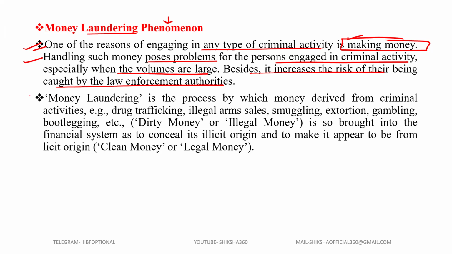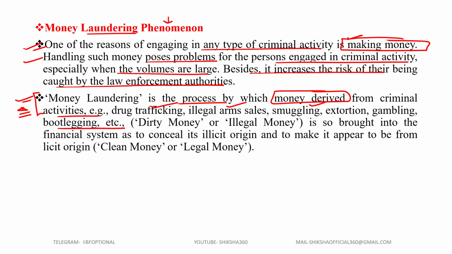Very, very important. This definition you will find in the examination in the form of a question. So money laundering is the process by which money derived from criminal activities, that is drug trafficking, illegal arms sales, smuggling, extortion, gambling, bootlegging, etc. Okay, so that is money laundering. Clear? That is the money derived from criminal activity.